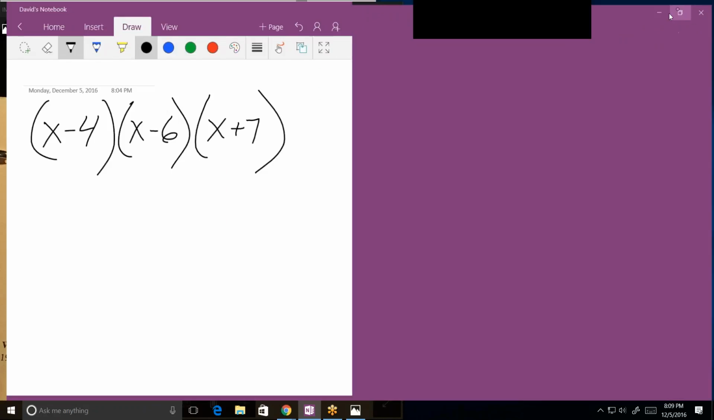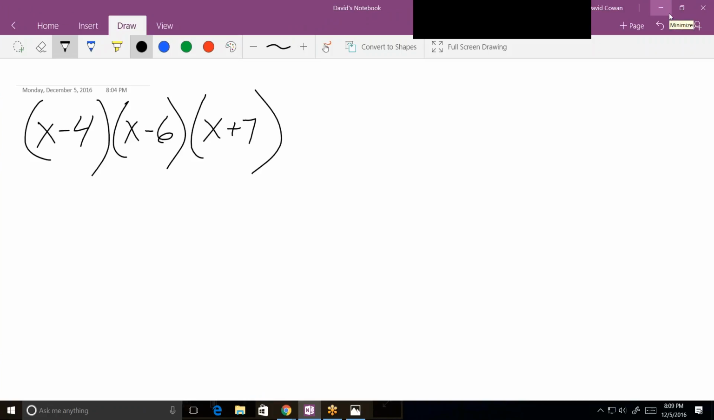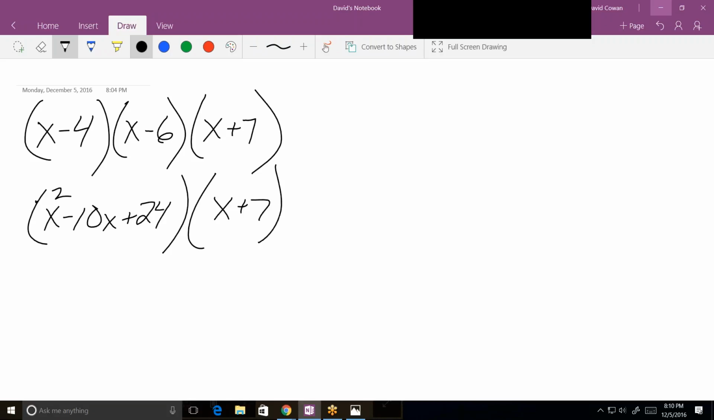First of all, let's make sure we know how to multiply these. How do you multiply these three together? You would do the first two first, and then whatever you get for that, you would multiply it to the third one. So do the first two. What do you get? You get x squared minus 10x plus 24. And then multiplying by that, what do you get?